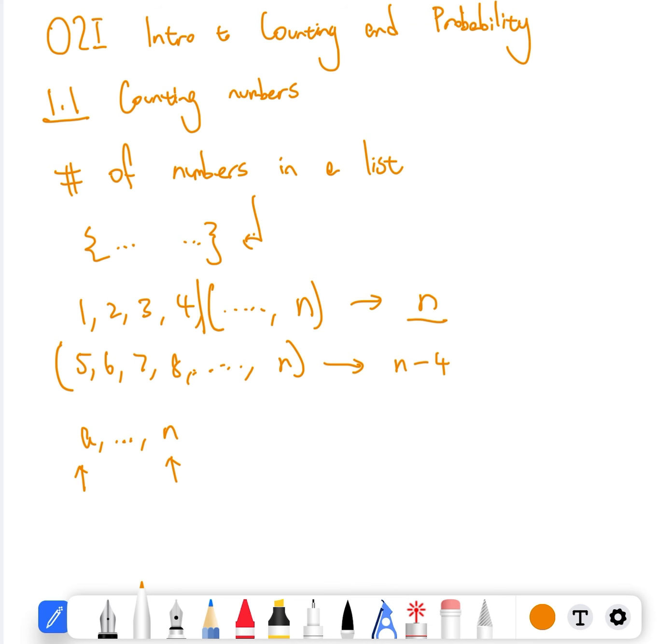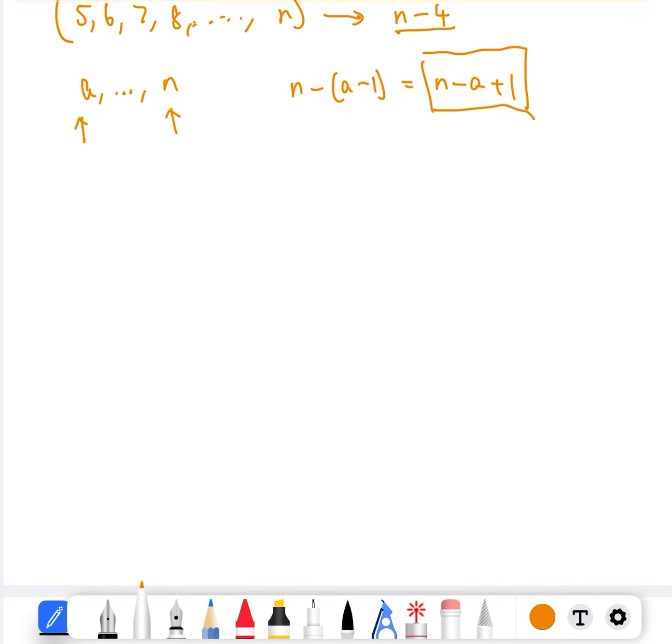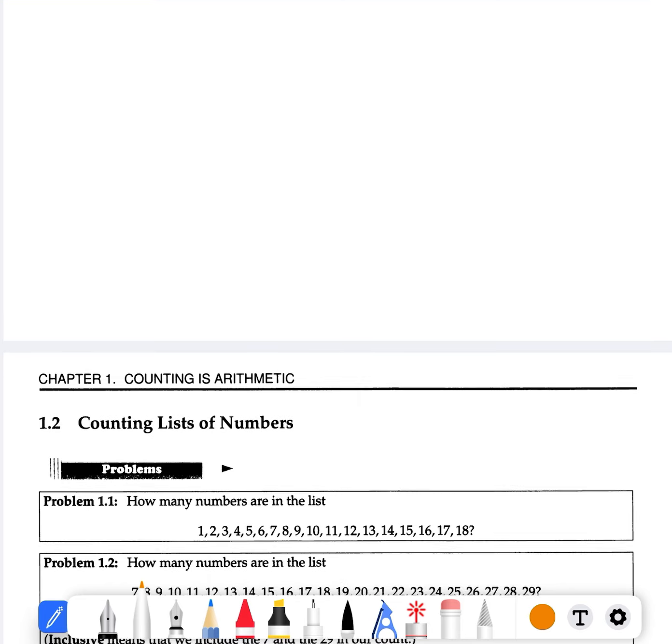Now, what do we notice about this formula? We notice that n is in it, which is the biggest number, and we notice that 4 is in it, which is 1 less than the smallest number. So if we translate this, it goes to n minus 1 less than the smallest a, which is a minus 1. And this is simply equal to n minus a plus 1. And this is how we get the generic formula for finding the number of numbers in a list, assuming all numbers are counted. So let's start practicing this with 2 problems.